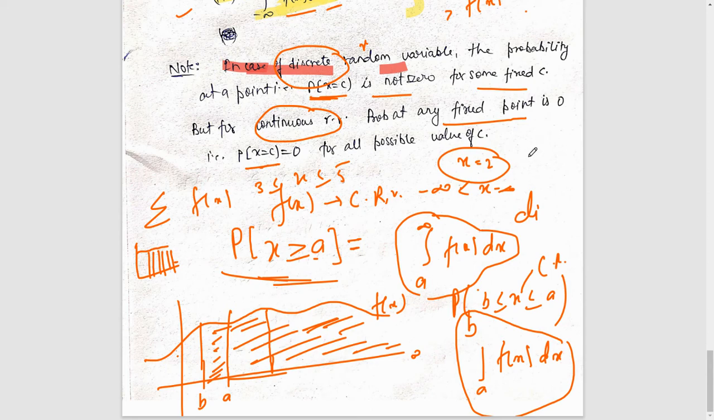You can find probability only over an interval. For example, you can find the probability for x greater than or equal to 2 but less than or equal to 2.5. This type of probability you can find, but you can't find the probability at any point, because that probability is going to be 0. We'll see some examples of how to calculate these probabilities.